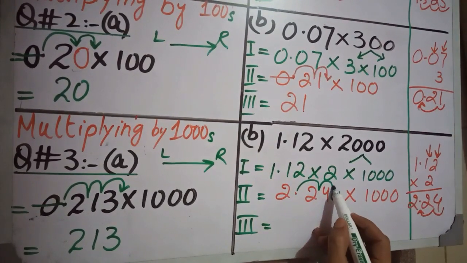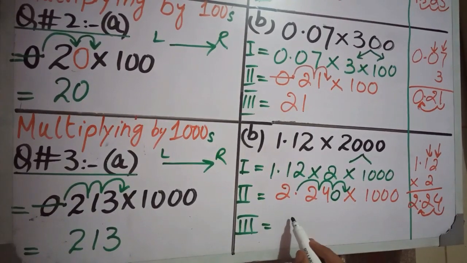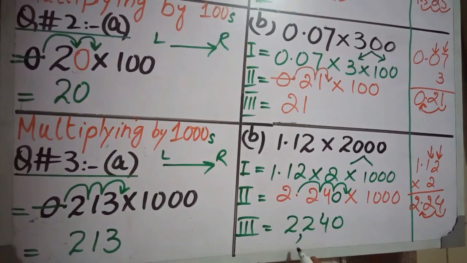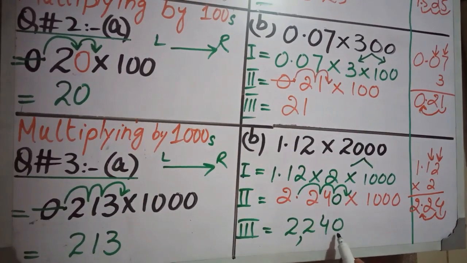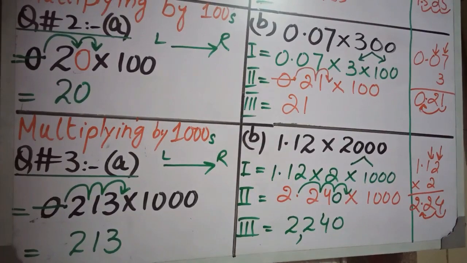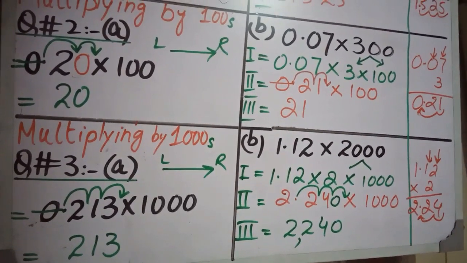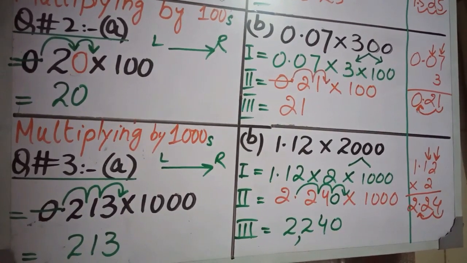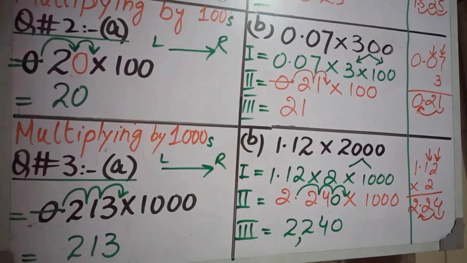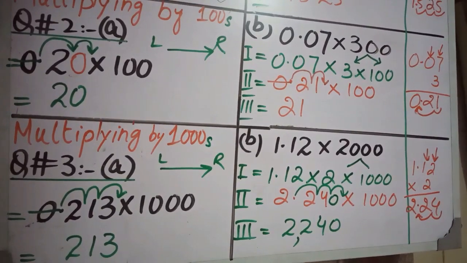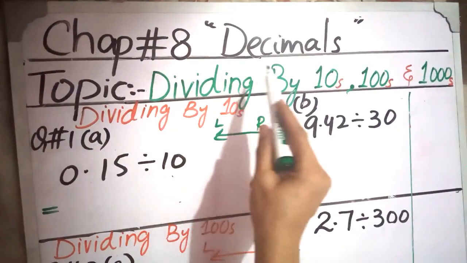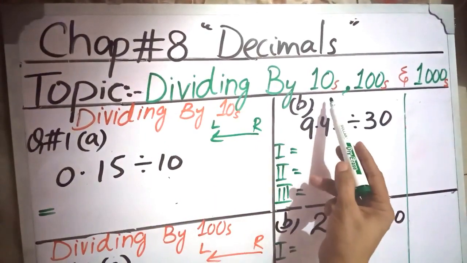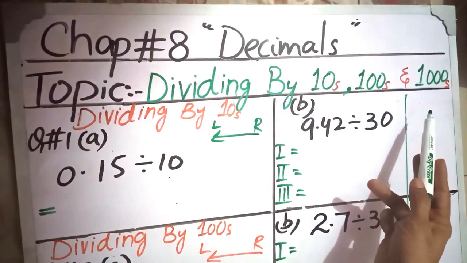1, 2, 3. Then you will have the number 2240. Okay, it was all about multiplying by tens, hundreds and thousands. The next topic we will start is dividing by tens, hundreds and thousands. With the same chapter, decimals, we will start the new topic, dividing by tens, hundreds and thousands.